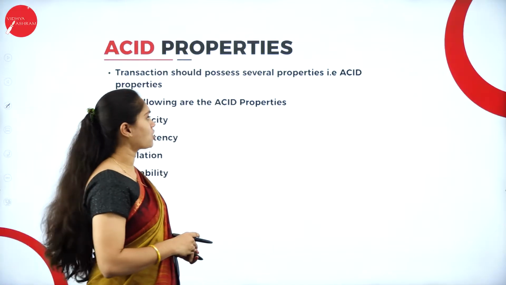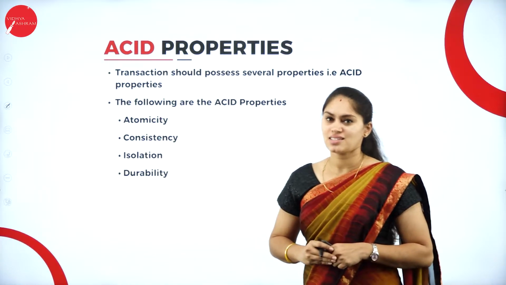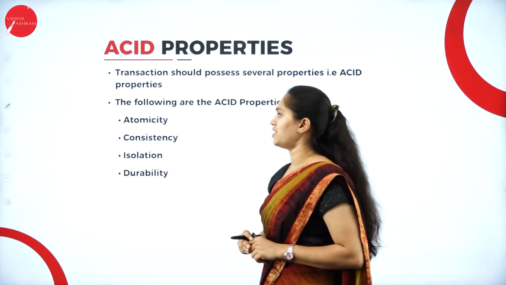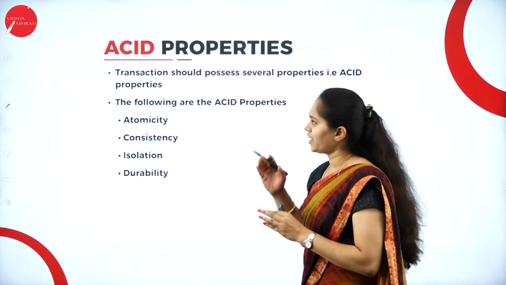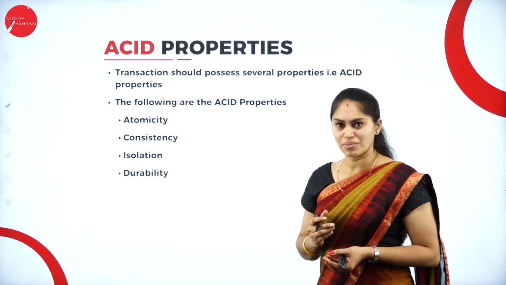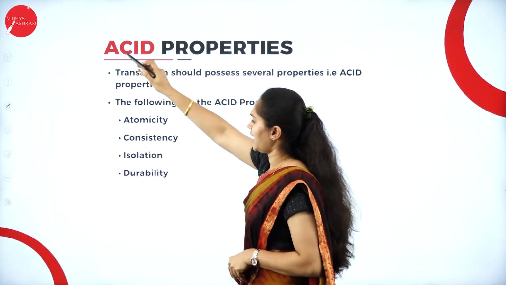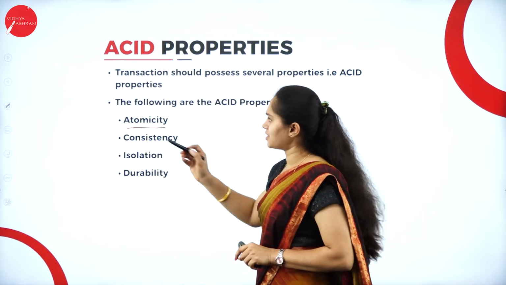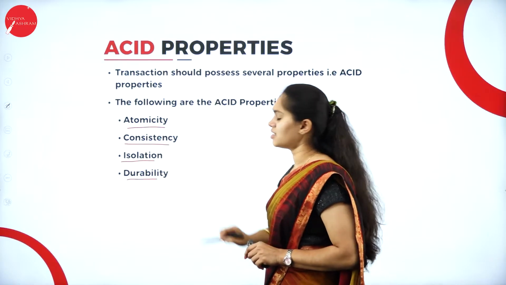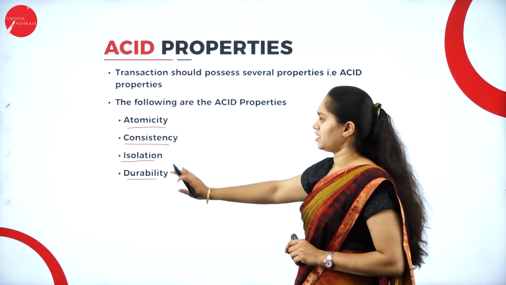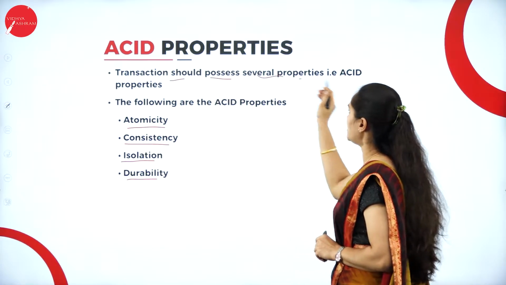Let me move to the next concept, which is a very important concept for your examination, that is ACID properties. When it comes to ACID, each character has its own property. Each character is going to specify its characteristics. A is Atomicity, C is Consistency, I is Isolation, and D is Durability, that is the permanency that we are talking about here. A transaction should possess several properties.